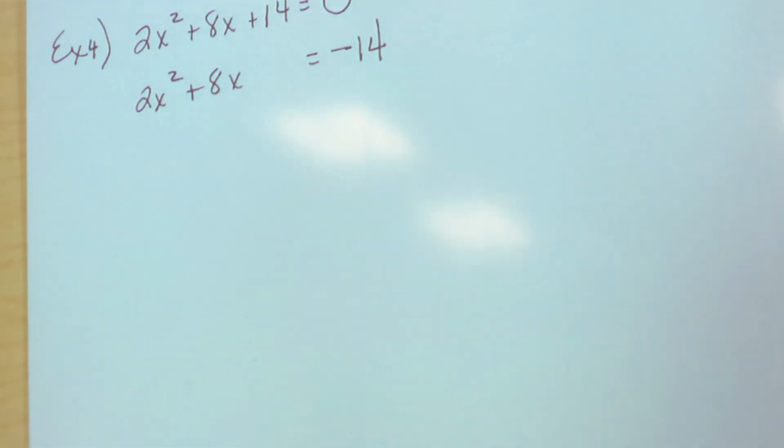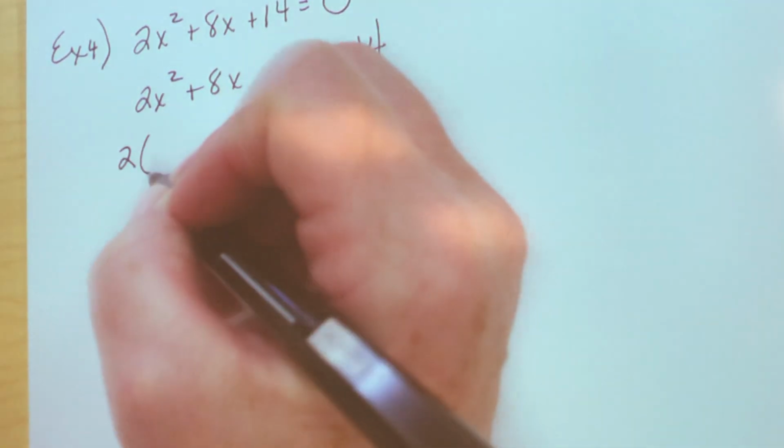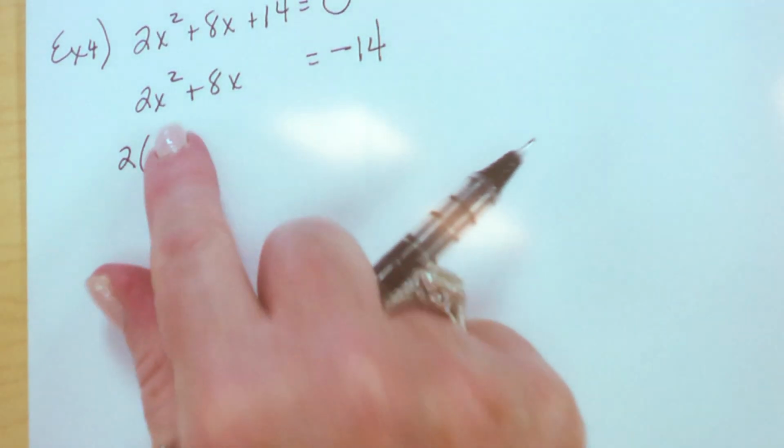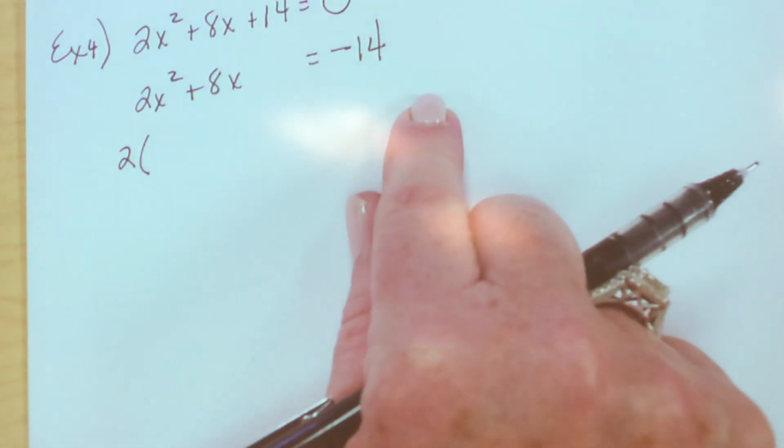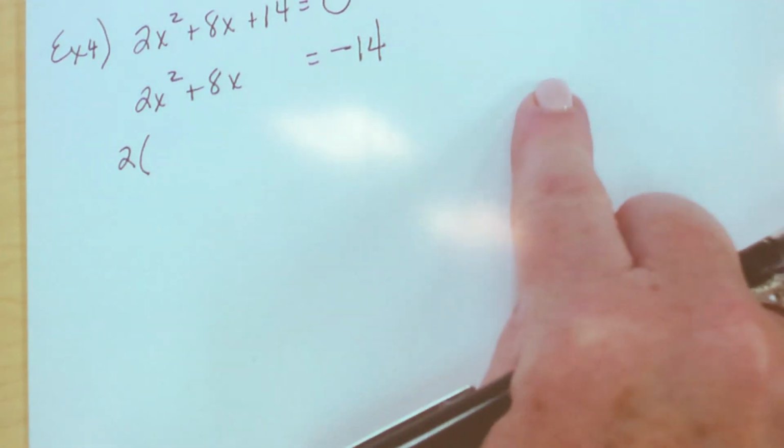Factoring it out is the same as dividing it, but I still leave it there. So now let's take the 2 out. Y'all, listen to me. You only take him out of the x's. You don't take him out of the constant. You put him over there by himself.